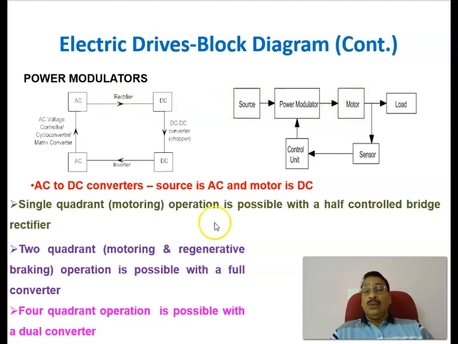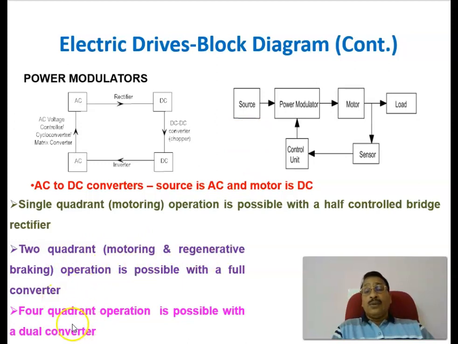Therefore, it can be AC to DC converters, that is, the source is AC and the motor is DC. It can be single quadrant type, that is, motoring operation is possible with a half controlled bridge rectifier. Now, if you are using a fully controlled rectifier, it can have two quadrant operation, like forward motoring and regenerative braking.